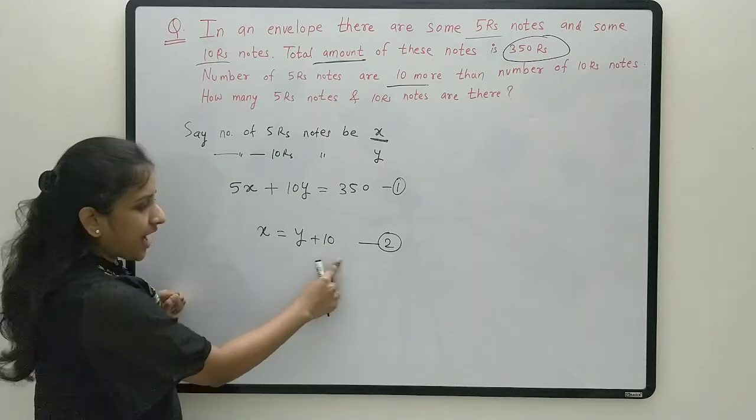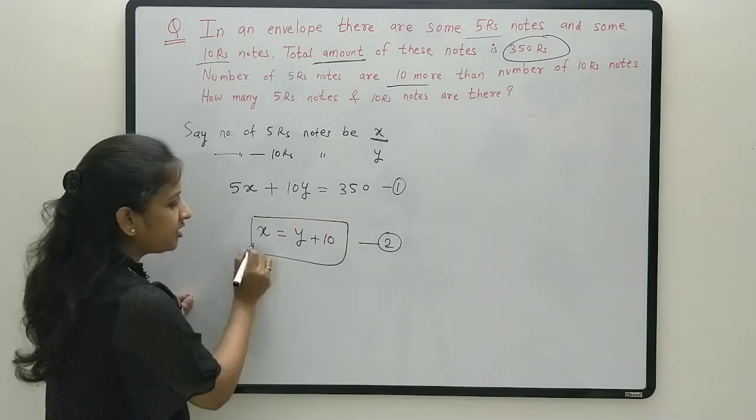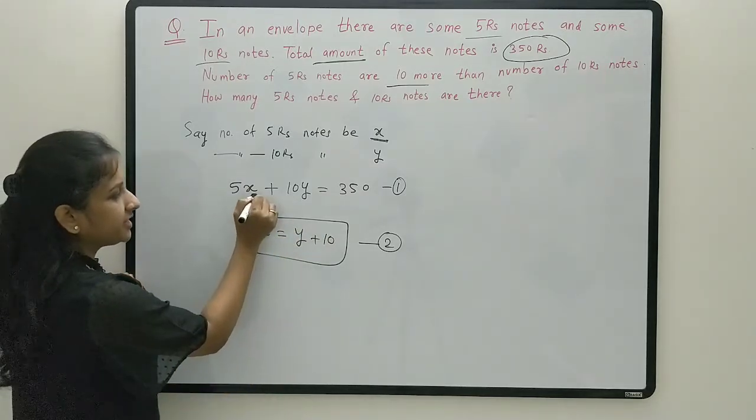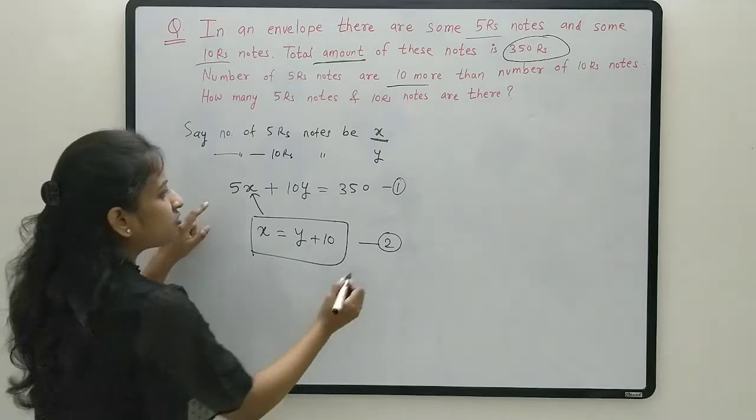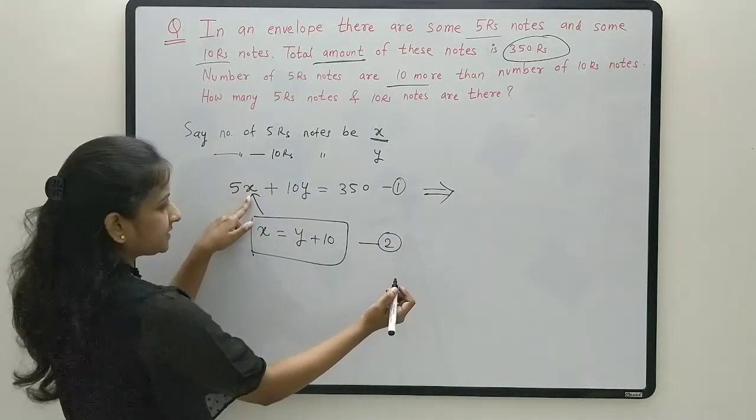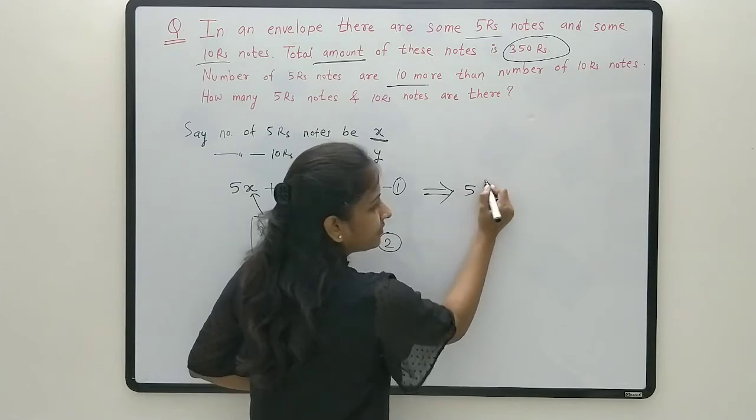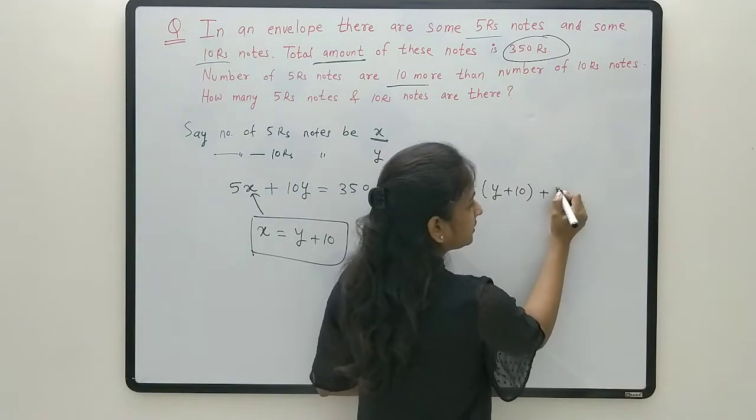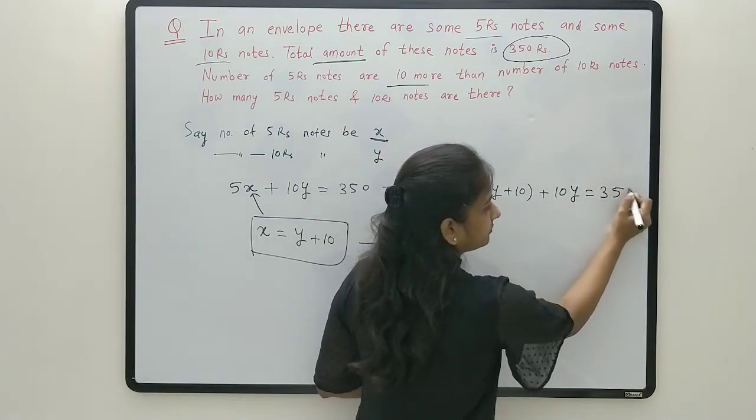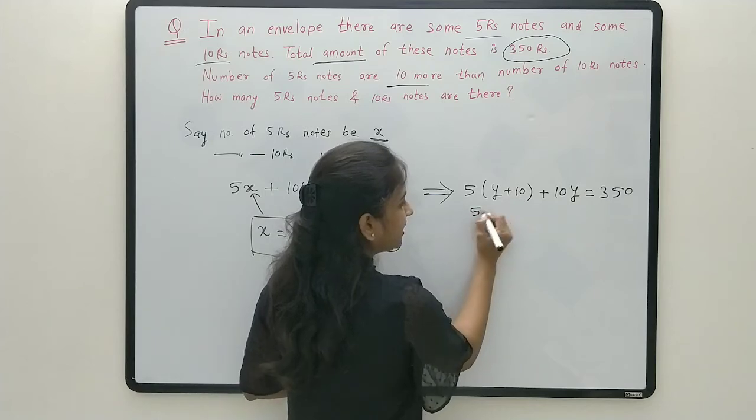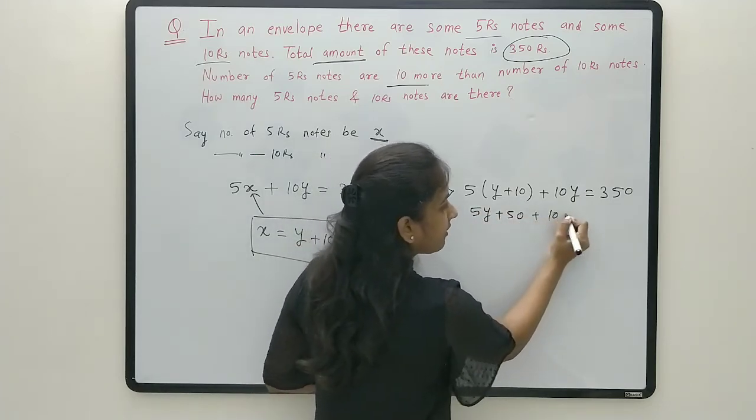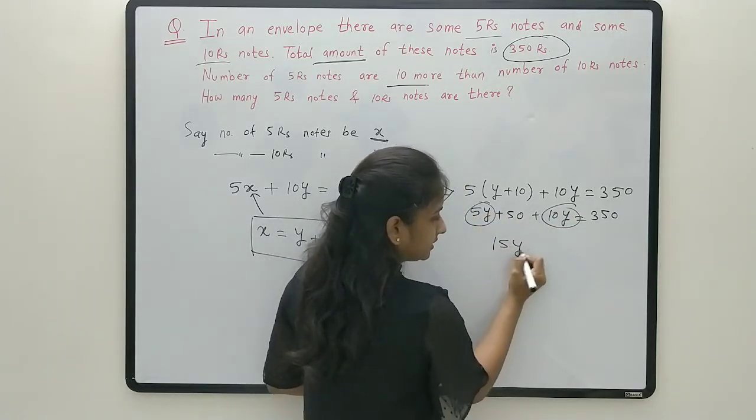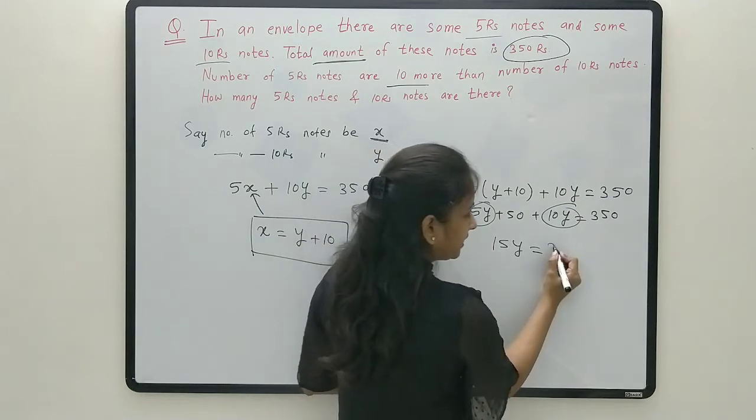Here we don't have to make any adjustment. It is already given, the value of x in terms of y. We can directly substitute this value in the first equation. Okay. Now what will we get? 5x, 5 into this term, right? 5(y + 10) + 10y = 350. Now let's open this bracket. We will get 5y + 50 + 10y = 350. 5y + 10y, 15y = 350 minus 50, it's 300.